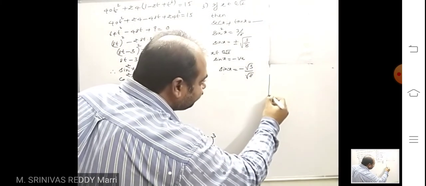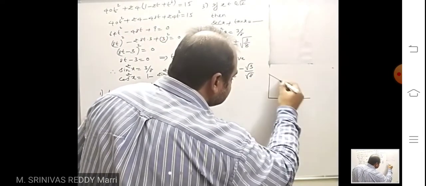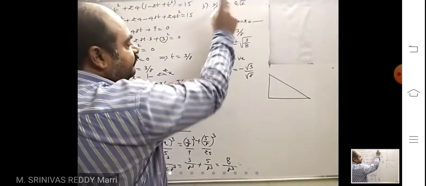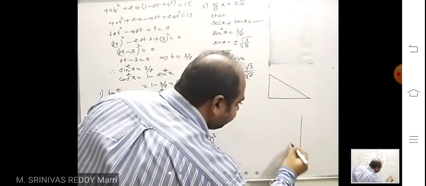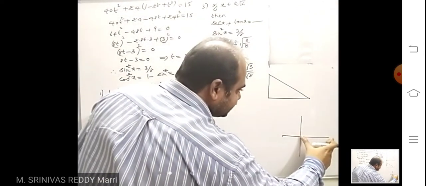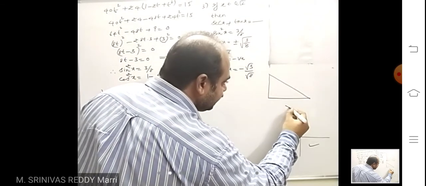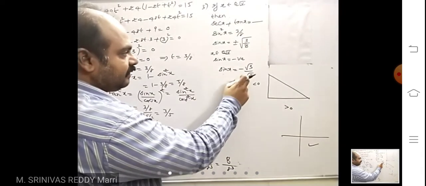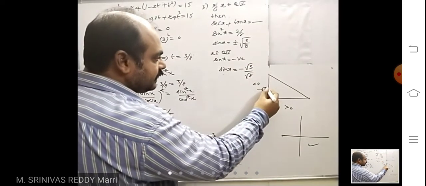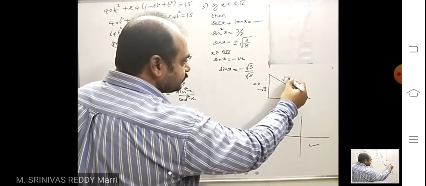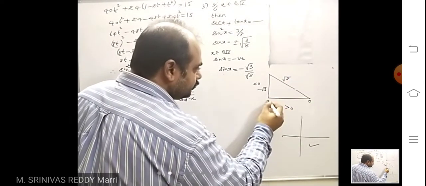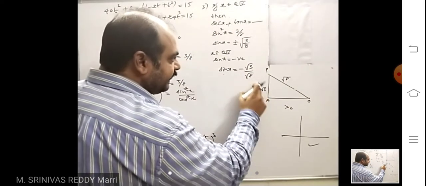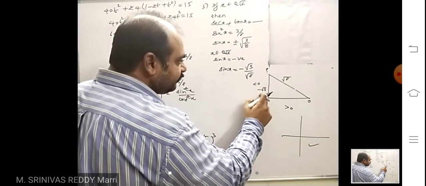Now construct the triangle for finding secant x and tan x. Look at it, this is in quadrant 4. In quadrant 4, x is positive and y is negative. So here greater than 0 you have to write, and here less than 0 you have to write. Sin theta is given, so opposite is already negative. This is root 8. In the right angle triangle, this leg is minus root 3.